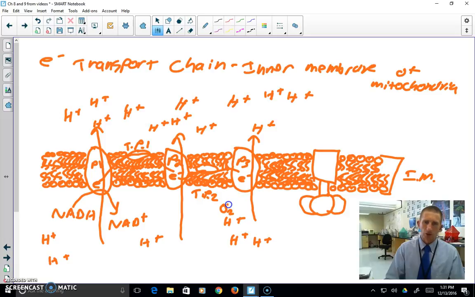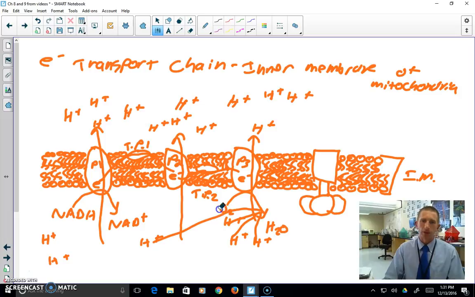Well, oxygen, O2, comes in at the very end of the electron transport chain, right? And it combines with 4 hydrogens, just like this. So hydrogen plus oxygen, you guys guessed it. You're right, it makes water, H2O. And this oxygen, this is huge.